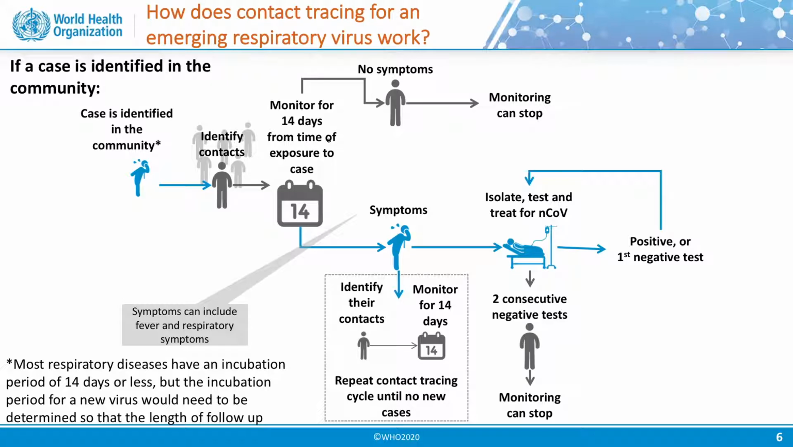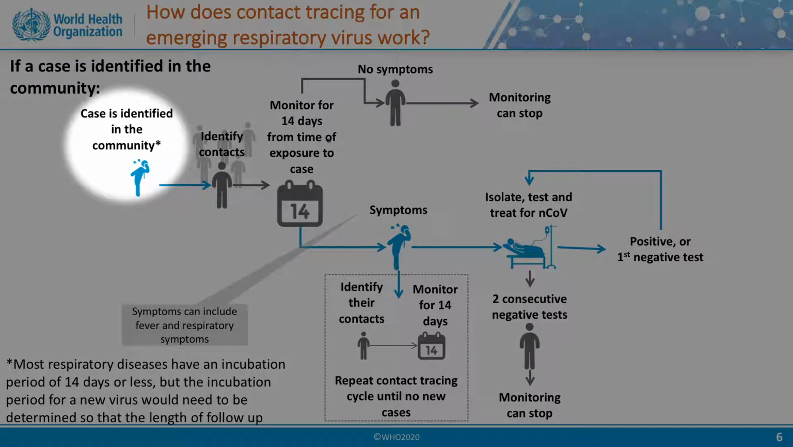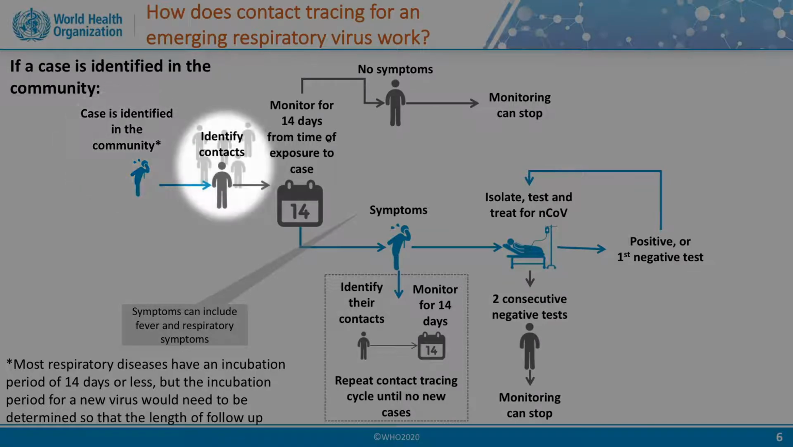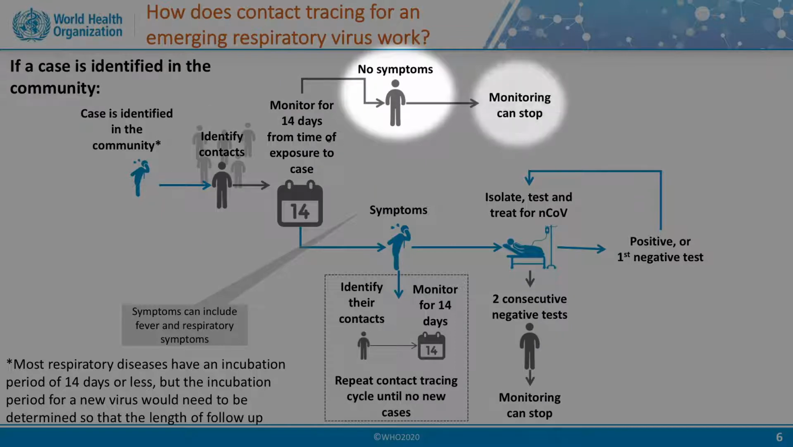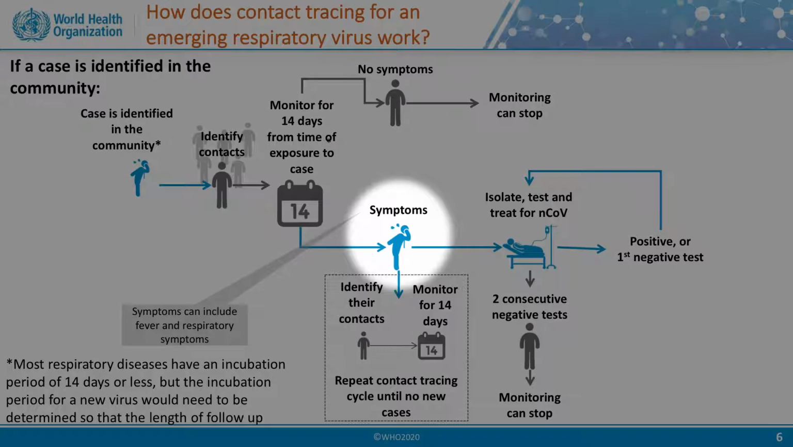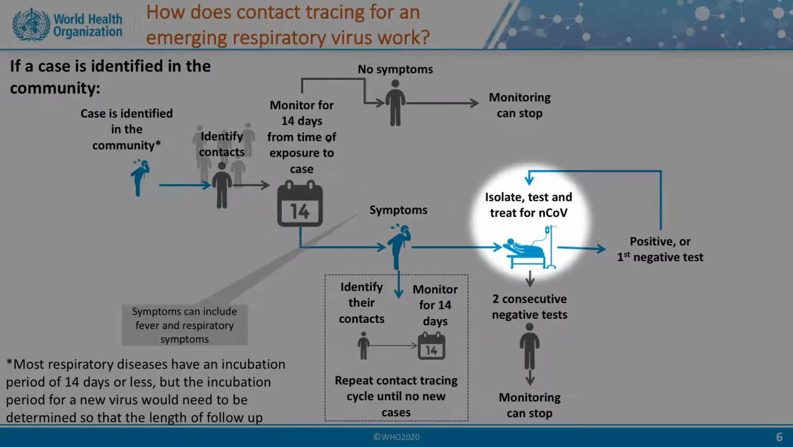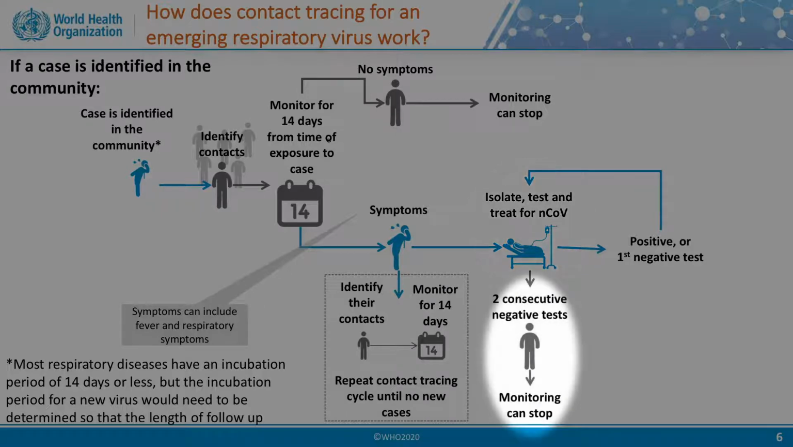So how does contact tracing for an emerging virus work? If you identify a case in the community, then you need to identify all of the contacts, so that is all of the people who have come into contact with the known case, and monitor them for 14 days. If they don't develop any symptoms over those 14 days, then monitoring can stop. But if some of those contacts do develop symptoms, it's important to isolate them, treat them, and test them for COVID-19. And they need to be cared for until their symptoms resolve. They can be released from healthcare facility once they have 2 negative tests 24 hours apart.